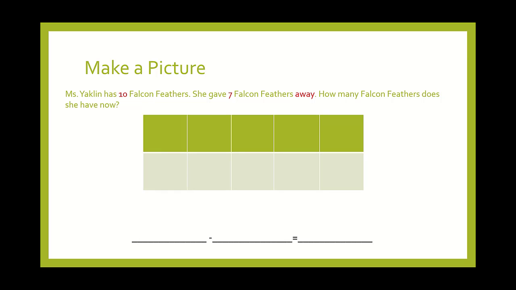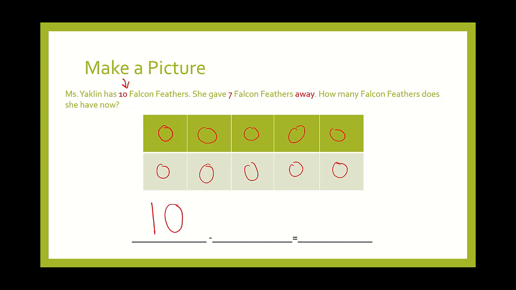So when we're looking at our subtraction problems, we're going to start with how many falcon feathers did I have first? And that'll be this number right here, 10. I started with 10 falcon feathers, so I'm going to use my 10 frame. I'm going to draw 10 circles to represent my falcon feathers. 1, 2, 3, 4, 5, 6, 7, 8, 9, and 10. And so that's how many I started with. So if it's how many I start with, I'm going to put that number in my sentence first, because that's the number that I'm going to start with.